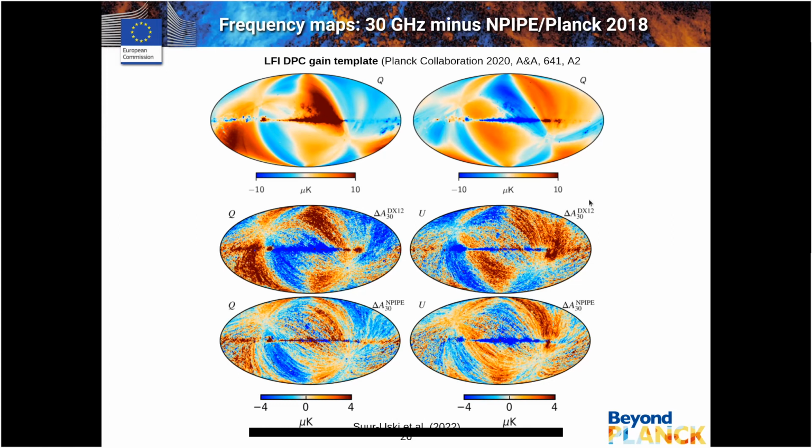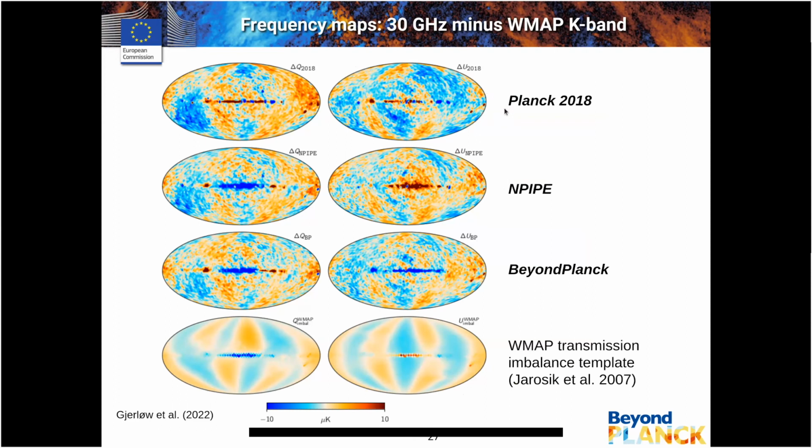And then if we compare to WMAP, these are difference maps with WMAP 30 gigahertz. So this is Planck 2018, this is NPipe, and this is us. You can see that we have lower amplitude residuals with WMAP. And the residuals that we do end up with look a lot like this WMAP gain imbalance template, which is our large-scale modes that WMAP knows it has not done a very good job of measuring. Correcting for these modes in the WMAP data using the Planck data is an ongoing project that you'll hear about later.